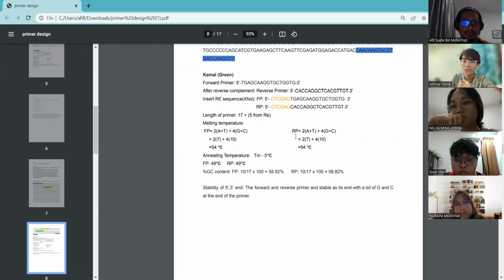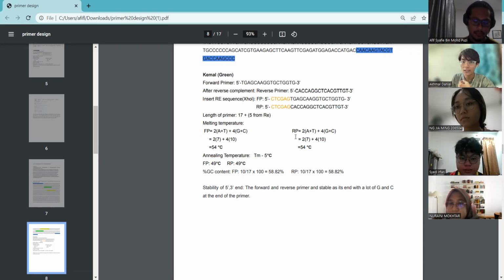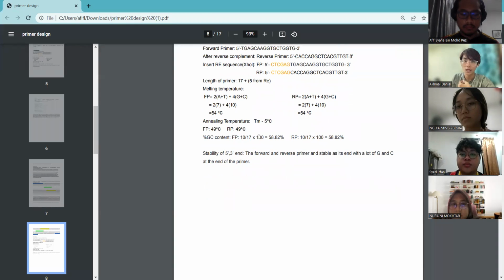And for the melting temperature for both forward and reverse primer, I just calculated it using this formula, which is 2 times AT plus 4 times GC. So I calculate the AT and the GC content, and then I just substitute it. For both the reverse and forward primers, I got 54 degrees Celsius. For the annealing temperature, I just subtract 5 degrees Celsius, so I got 49 degrees Celsius for both the forward and reverse primers.